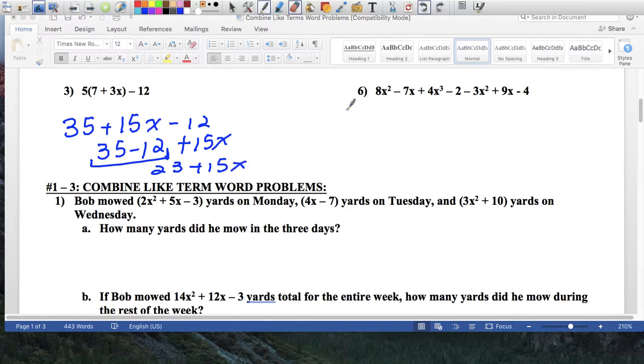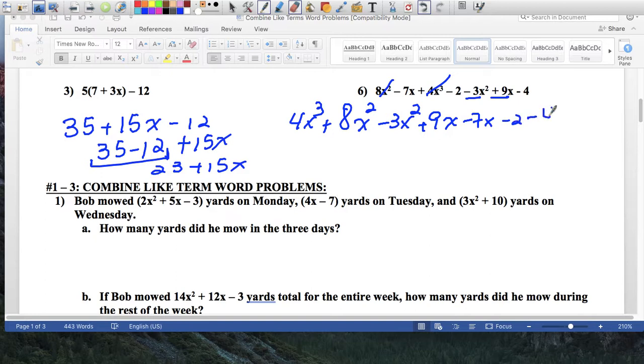If I move the like terms around, 8x squared, I'll move this guy around, minus 3x squared. Actually, I should have put the 4x cubed first in the front. So that's gone, that's gone. Any other x squared? No, so let's do the 9x. So it's plus 9x, sorry, and then minus 7x.